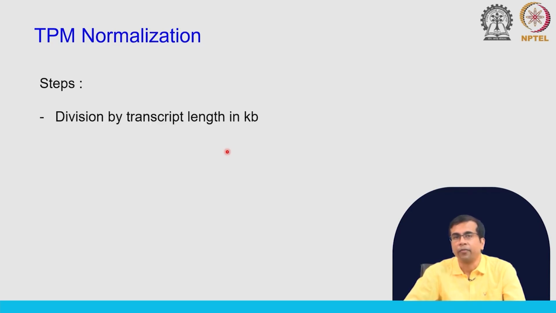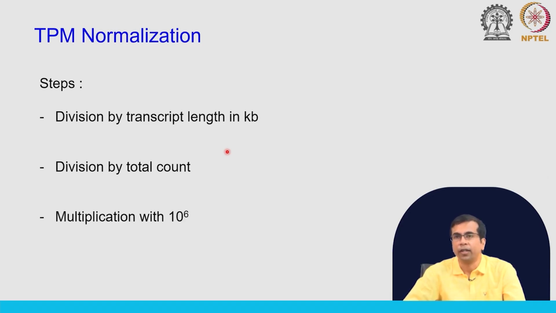Here you first divide by the transcript length in kb. Instead of dividing by the total sequencing depth, you first divide by the transcript length in kb. Once you have done that, then you divide by the total count. I am not saying total sequencing depth because the total will change because of this division by transcript length. So, it is the total count that we get after this division, and then multiply with 10 to the power 6. You see, just one step, the division by transcript length, is now the first step instead of the last step as in RPKM FPKM normalization.